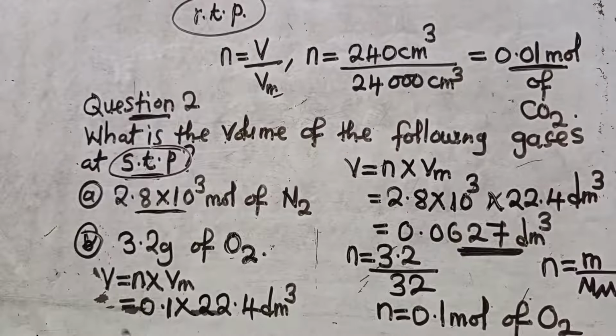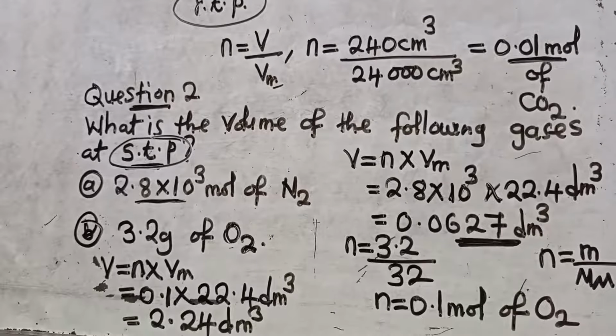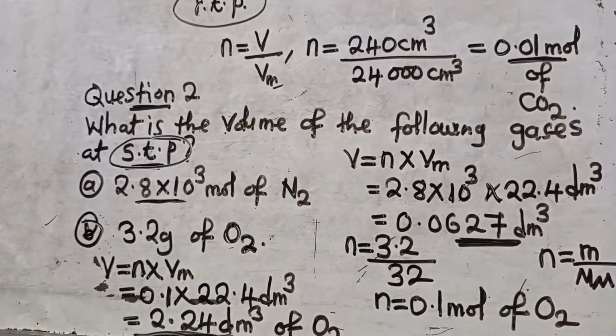When you multiply, what answer do you get? The answer that you are going to get is 2.24. Kindly confirm with me: 2.24 dm cubed of oxygen gas. So this is the answer, the same way I've answered this one. This is how you are supposed to answer.